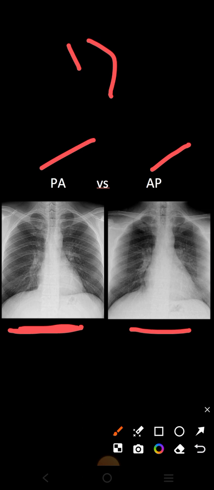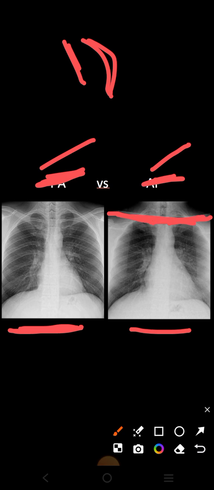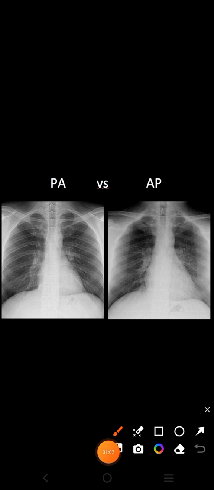And how can you differentiate between these two views if it is not written that this is AP view and this is PA view? In the case of AP view, number one thing is that the clavicle is more horizontal in position, or you can say both clavicles are more in line with each other, as compared to PA view, where the clavicles form somewhat of a V shape. In other words, here the apex of the lungs is just below the clavicle, but here the apex of the lungs can be seen clearly above the clavicles.